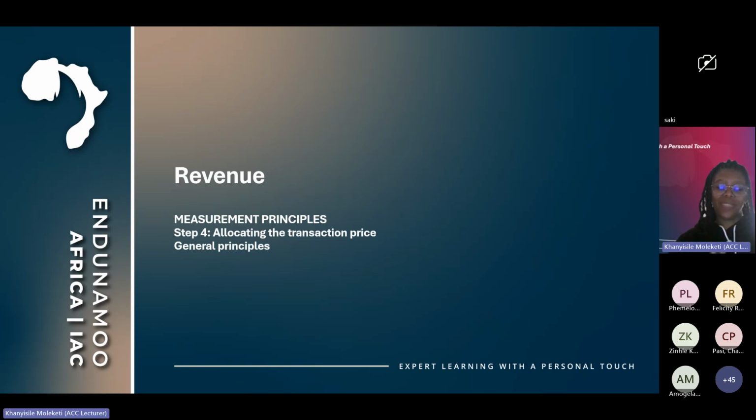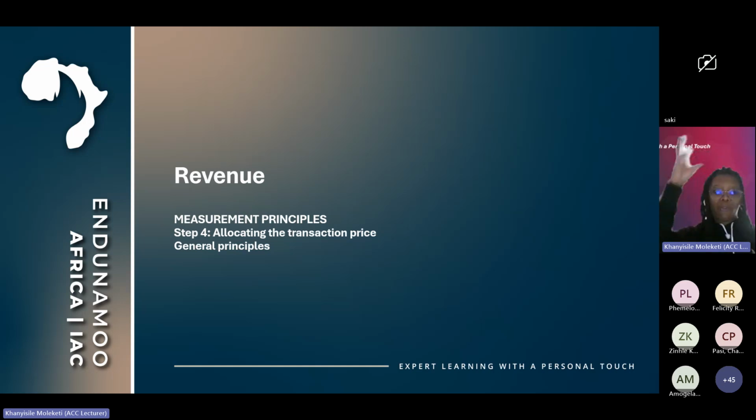Then step 4. Step 4 is really, I mean, I'll talk to it now, but it's really much better understood in an actual calculation. It's much better to understand what we are saying here. But essentially, once we know what the transaction price for the whole contract is, we need to take that amount and then determine how much is applicable to each PO.